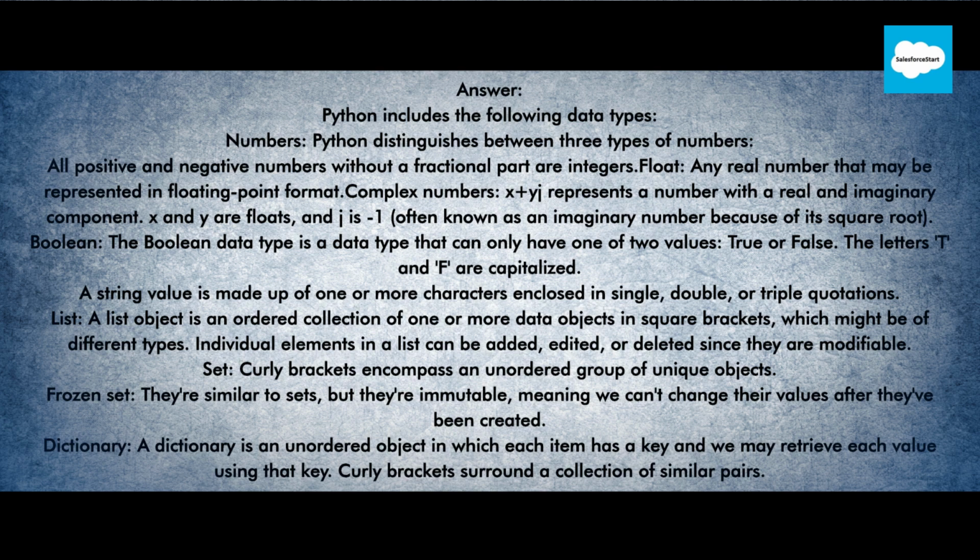Set. Curly brackets encompass an unordered group of unique objects. Frozen set. They're similar to sets, but they're immutable, meaning we can't change their values after they've been created. Dictionary. A dictionary is an unordered object in which each item has a key and we may retrieve each value using that key. Curly brackets surround a collection of such pairs.